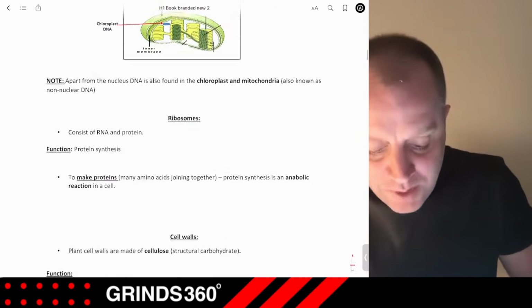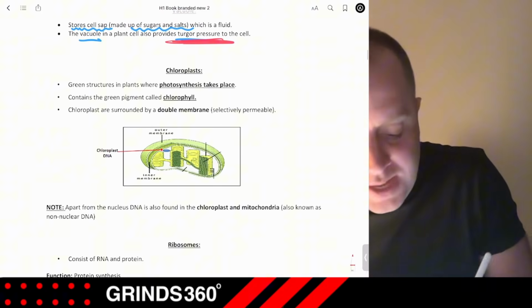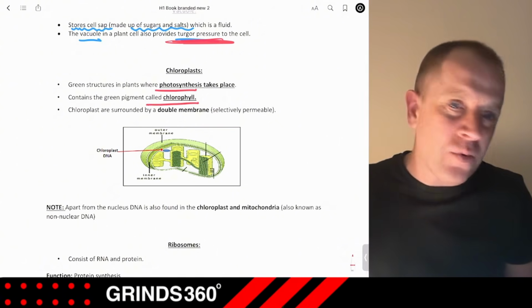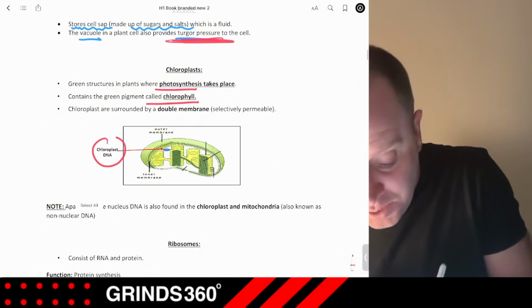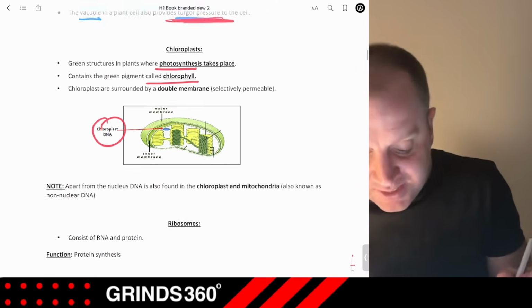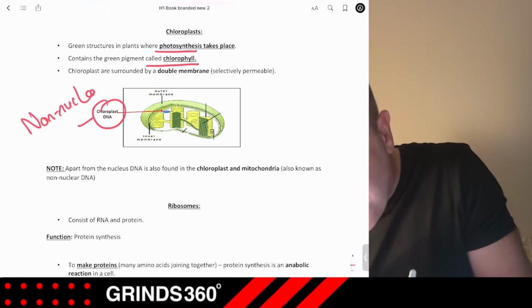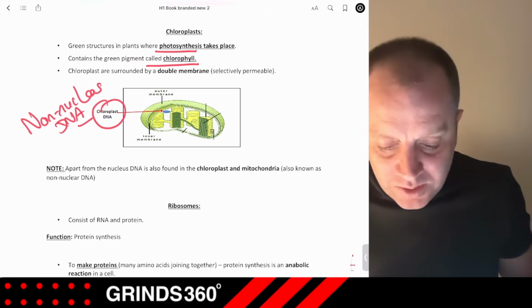Okay, finally, the last couple of things, and then we're done here. All right, the chloroplast is the site of photosynthesis. It contains chlorophyll. Now, we did a lot of work on the chloroplast yesterday, so I'm not spending long on this. Just note, though, that the chloroplast also contains DNA. And again, that's non-nuclear DNA because it's not in the nucleus. Perfect. That's what we need to know about the chloroplast.